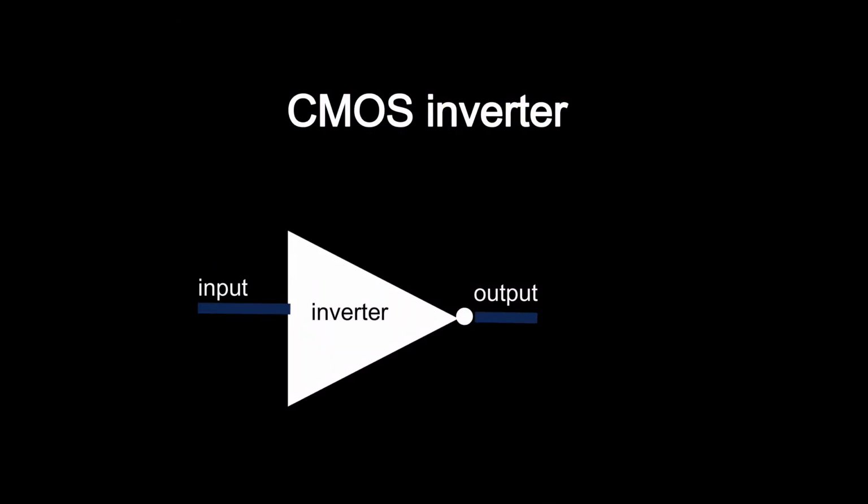Today we're diving into the CMOS inverter. We'll start by looking at the CMOS elements that make it work, and then we'll discuss how it functions, its different regions, and how it's built.